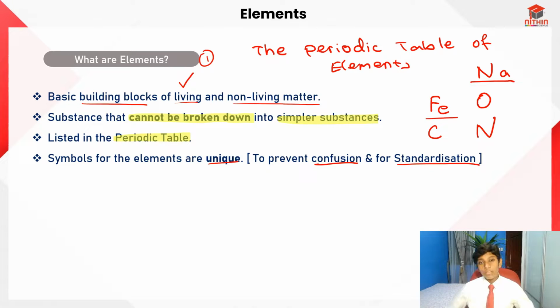Also something that you have to take note of is that when you're writing the chemical symbols, the second letter is always in small letter. It's always in lower case. Never write FE in capitals. This is wrong. So just take note. Next.